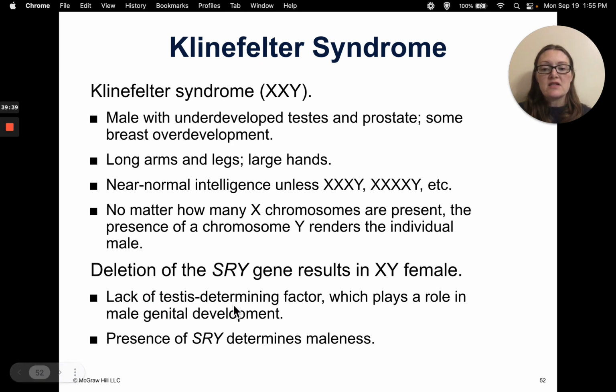This usually is a lack of testes determining factors, which play a role in male genital development, and the presence of the SRY gene determines maleness. The SRY gene actually takes up the majority of the Y chromosome. So even if a Y chromosome is present, if we don't have this particular gene, then the individual is not going to show those male traits.